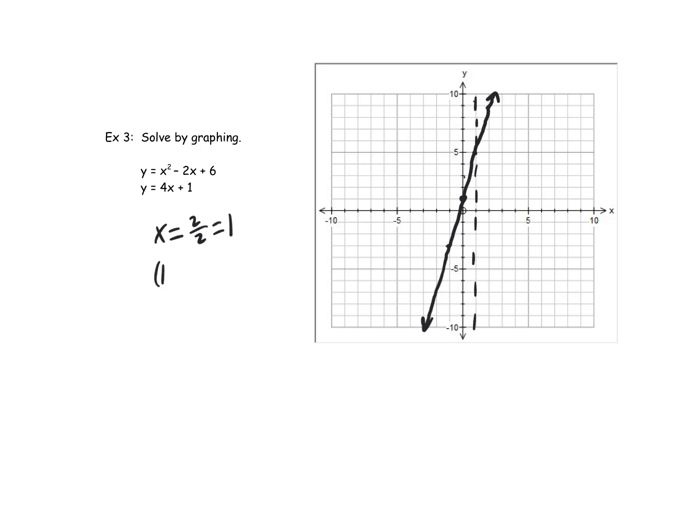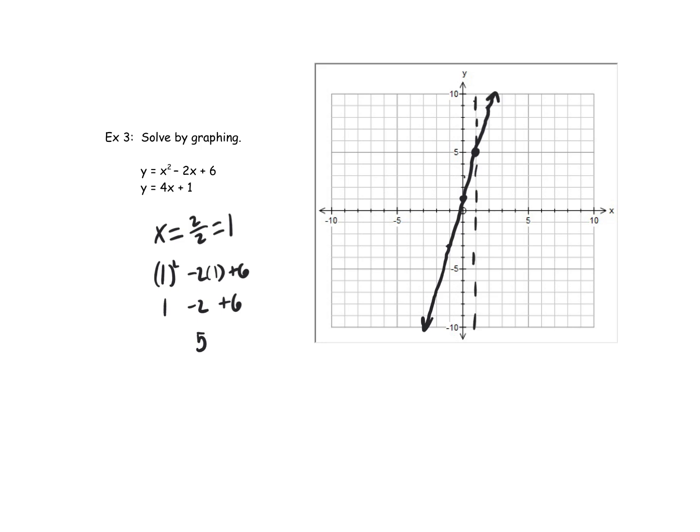And if I run 1 through the function, 1 squared minus 2 times 1 plus 6, 1 minus 2 is negative 1, negative 1 plus 6 is 5. So at 1, 5, we have an intersecting point, and that's our vertex, and that does happen to be an intersecting point. It is on the parabola.